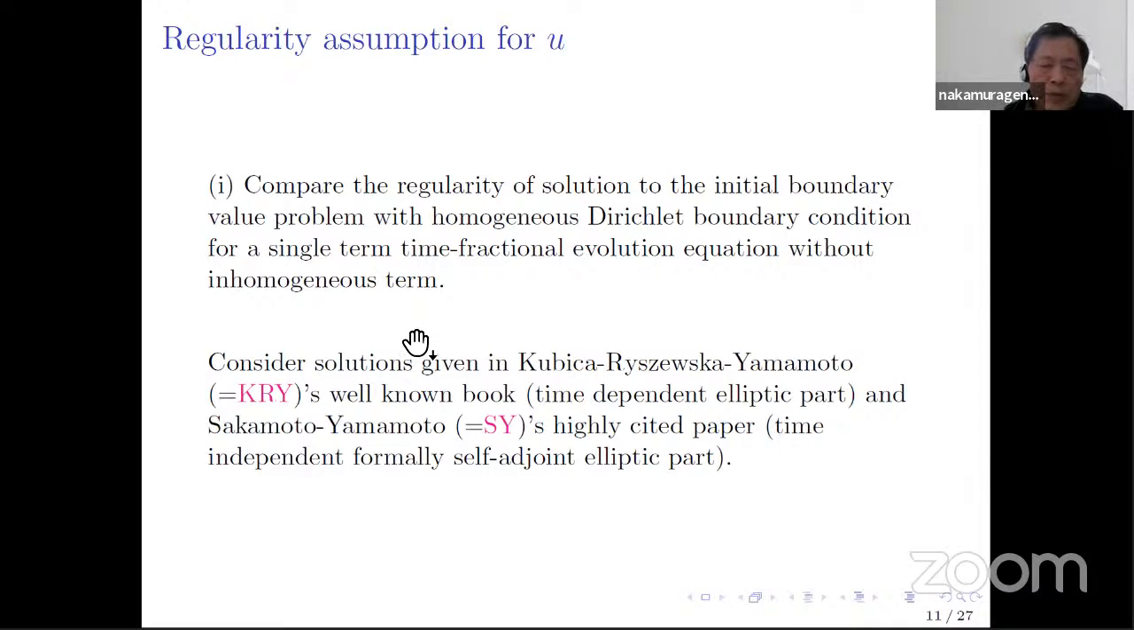So for this discussion, I will consider the solution given in Kubica, Ligowska, Yamamoto's book, and also the well-known paper written by Sakamoto and Yamamoto. For the first one, this KLY book, it is discussed for the time-dependent elliptic part. And the paper by Sakamoto and Yamamoto is discussed for the time-independent, formally self-adjoint elliptic part case. Please remember these abbreviations, KLY and SY.